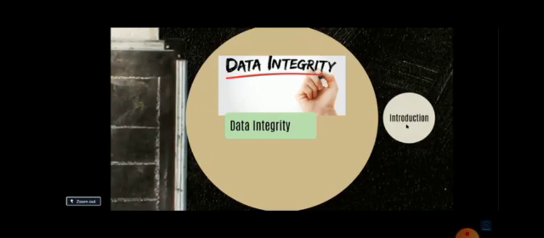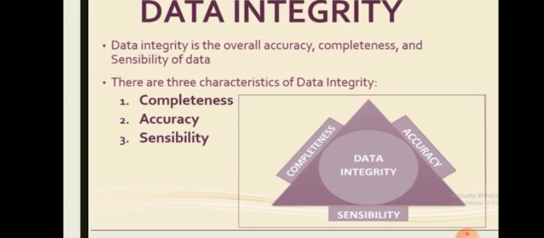Sometimes the data that is entered might not make sense. If your report card says that you scored 105 percent in computer studies, you would know that a mistake has been made. This is because the data doesn't make sense. One can't score more than 100 percent in any subject. So basically there are three rules of data integrity. You can see them in this slide. The first is completeness, the second is accuracy, and the third is sensibility.